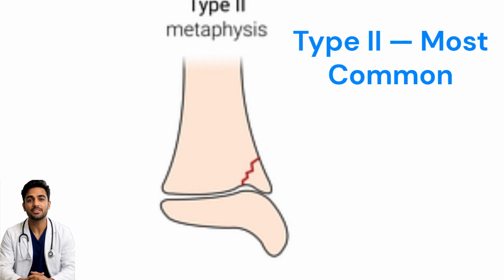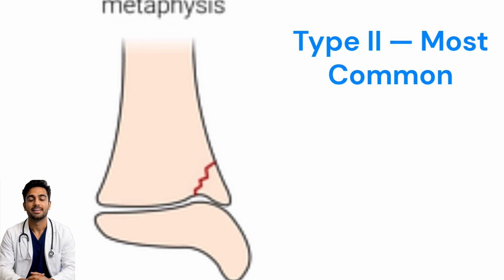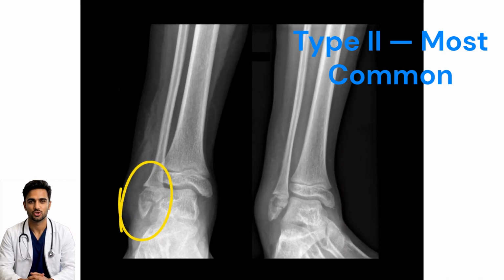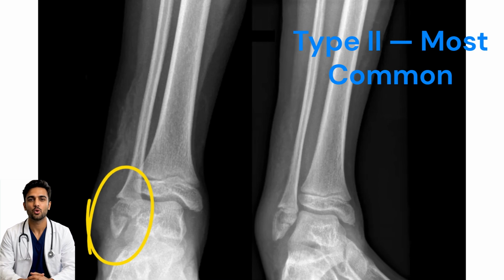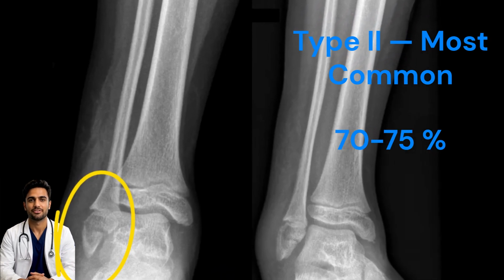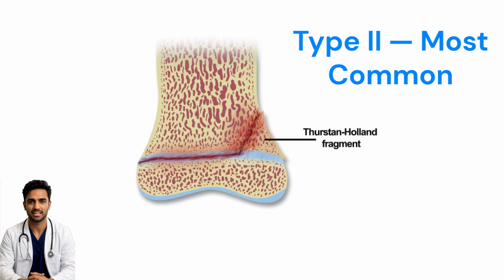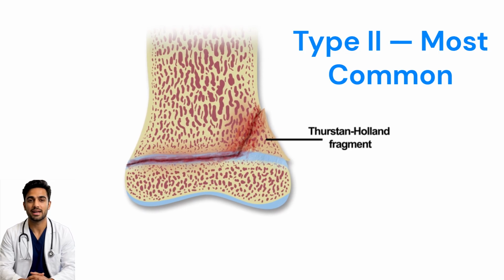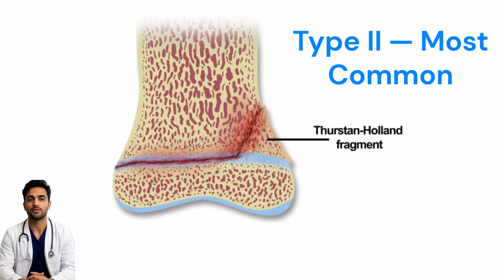Type 2 fractures pass through the physis and extend into the metaphysis. This is the most common type of Salter-Harris fracture, accounting for approximately 70 to 75% of physeal injuries. A characteristic triangular fragment of metaphyseal bone may be present, known as the Thurston-Holland fragment.